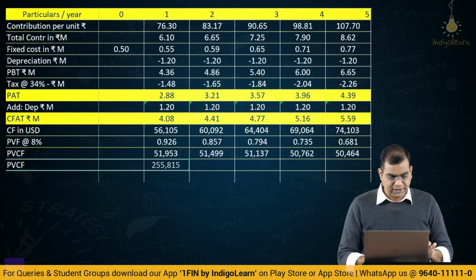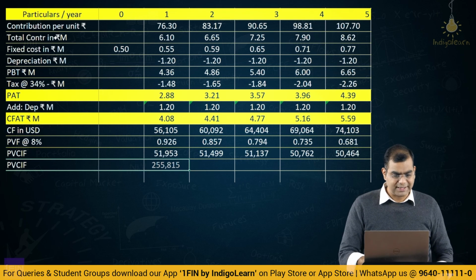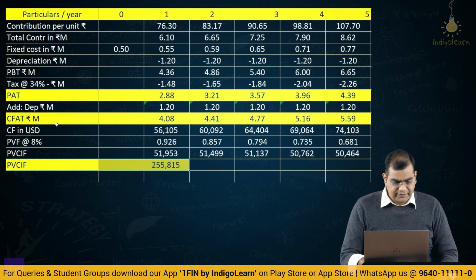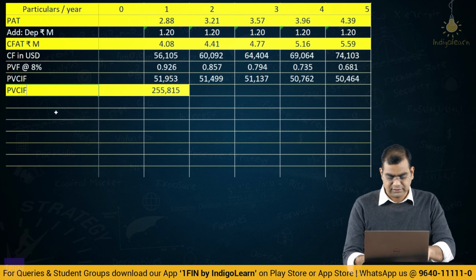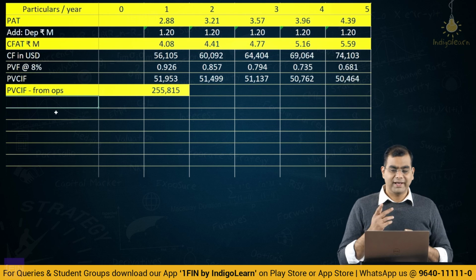Okay, so this is the present value of all cash inflows. Now this is one aspect. What is the other aspect that we are supposed to do after computing the present value of cash inflows from operations? That also I will specify as from ops. Why am I saying ops?